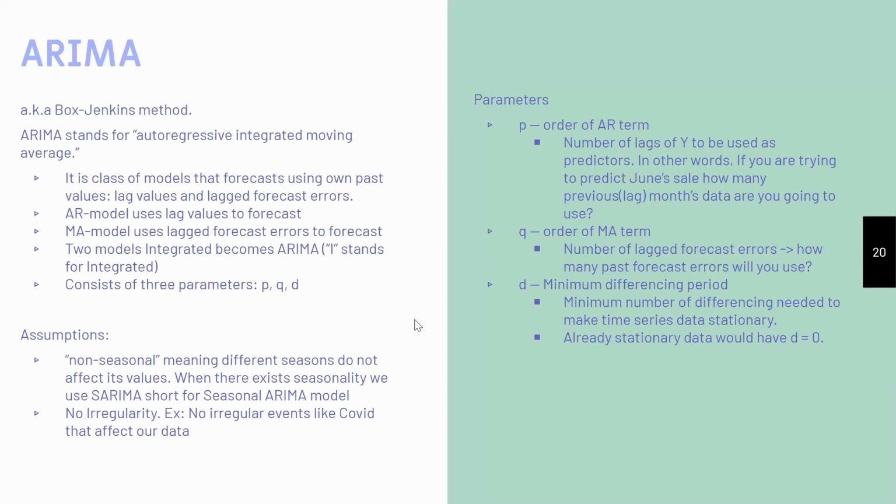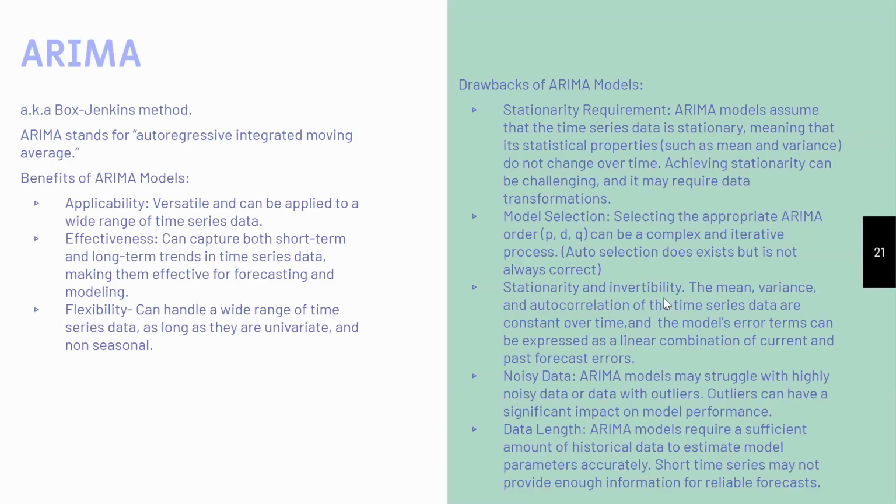Another assumption of ARIMA is that it's a stationary data set. Already stationary data would have a D of 0 because we don't need to transform it. So here are some benefits and drawbacks. In general, it's very effective and pretty flexible with data. As long as it's univariate, non-seasonal time series data, and of course you can use SARIMA for seasonal, it should generally be good, but it has a stationarity requirement. You can read more in detail when I post the presentation.